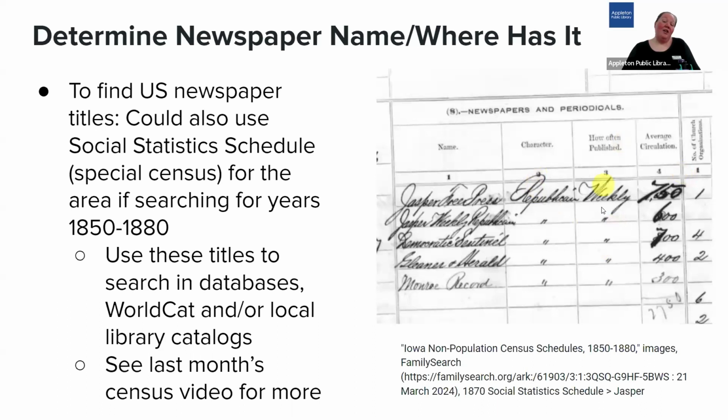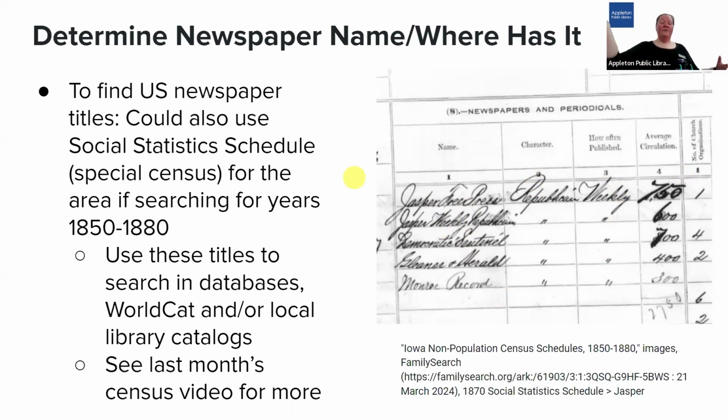But you don't need to worry about the circulation, but you might want to know, hey, it's a weekly newspaper, and this is the title of the newspaper. So if it's easier for you to pull up those census records and get this special social statistics schedule to figure out a newspaper name, you could do it that way too. But I feel like the newspaper directory that I showed you already is a little easier, but you never know. For some people it might be more simple to just pull up an image quick to look at that.